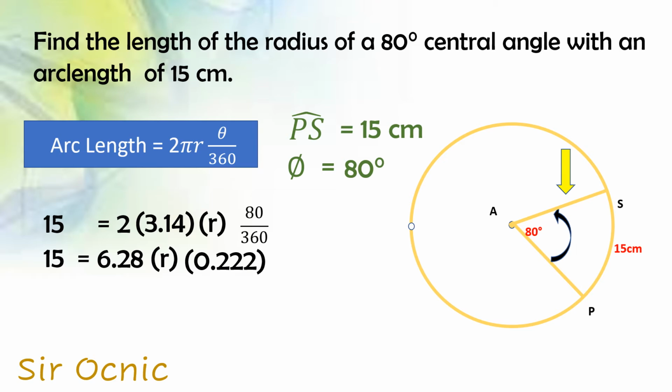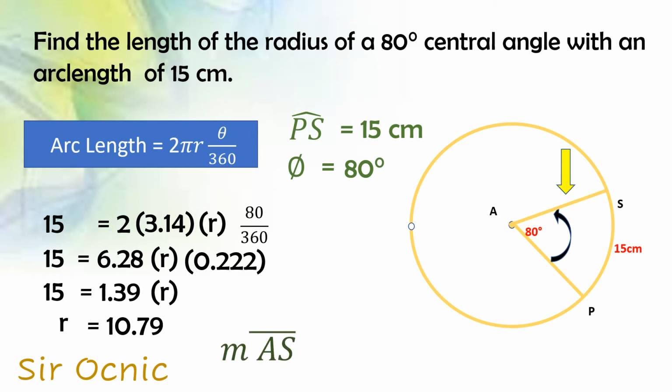Finding the product of the constants at the right side of the equation, we will arrive at 15 equals 1.39 times r. Dividing both sides by 1.39, we will then have r is equal to 10.79. That means that the length of the radius is equal to 10.79 centimeters.